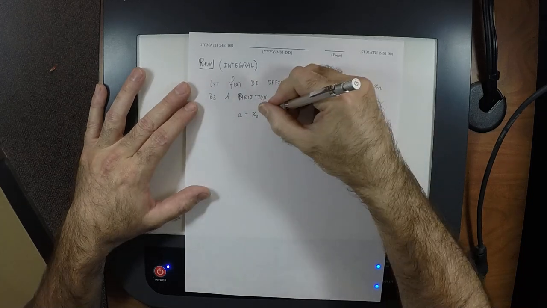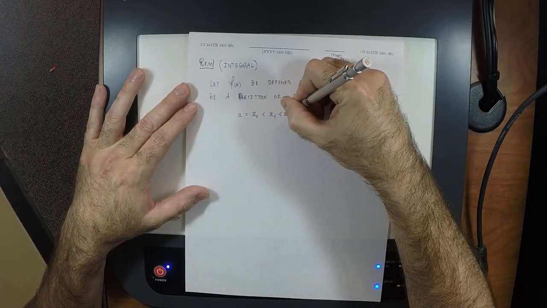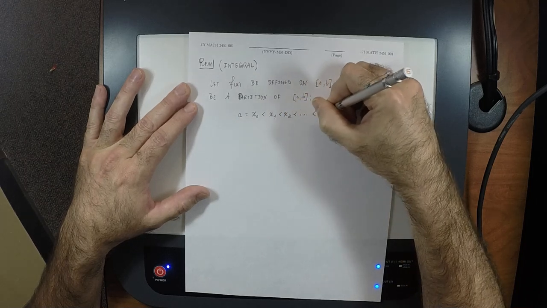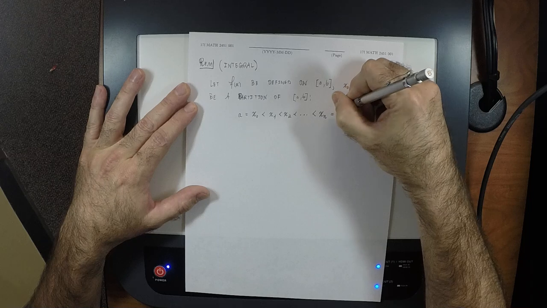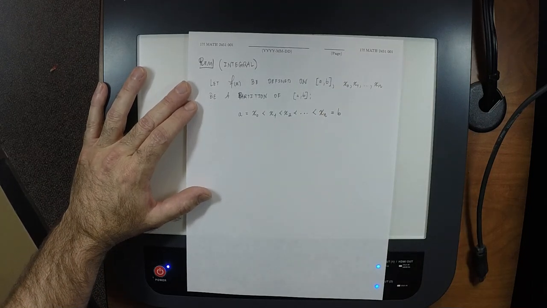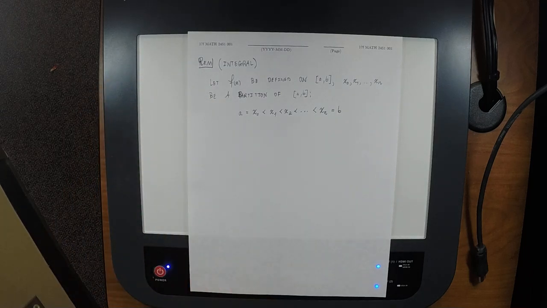That is to say that A is x0, which is strictly less than x1, which is strictly less than x2, which is strictly less than dot dot dot, strictly less than xn, which is the right point. So we've got n plus 1 points. Why n plus 1? Because we're starting to count at 0.